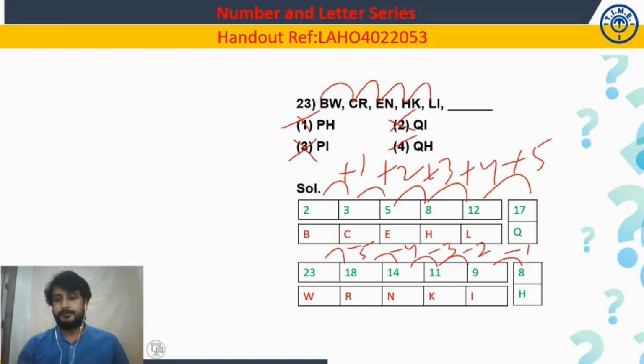Fourth option, choice 4. The logic in the first letters is plus 1, plus 2, plus 3, plus 4, plus 5, and the logic in the second letters is minus 5, minus 4, minus 3, minus 2, minus 1. So please copy it.